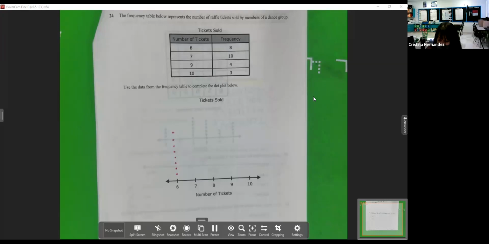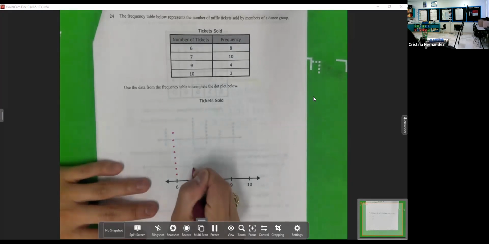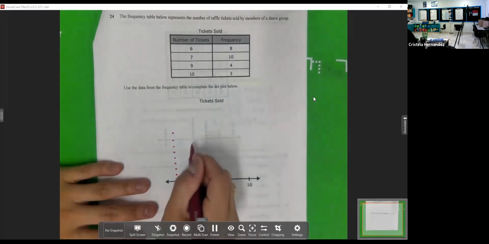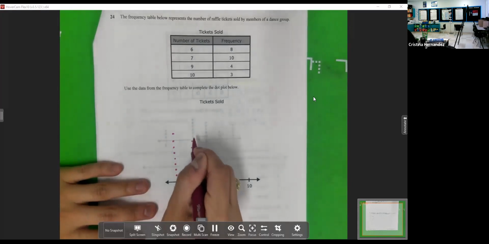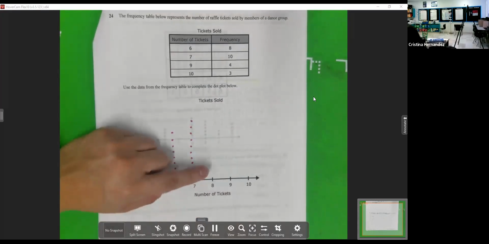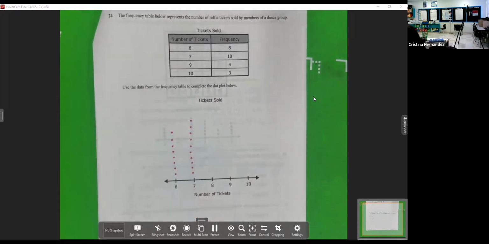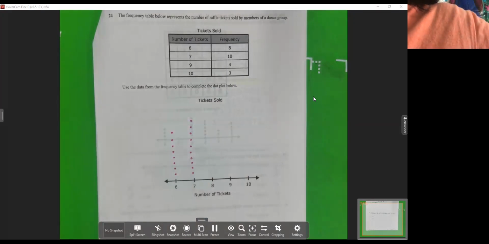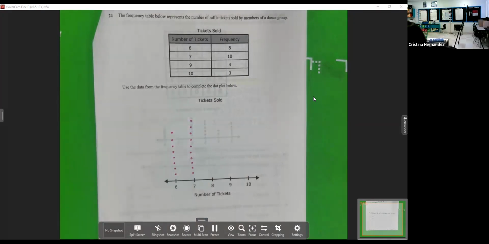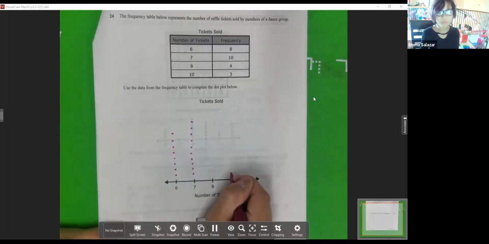How many dots should be on number 7? 10. And y'all are so smart. 1, 2, 3, 4, 5, 6, 7. How many should be on 8? Is there any dots for 8? Nope. What about 9? 4. Then 3.